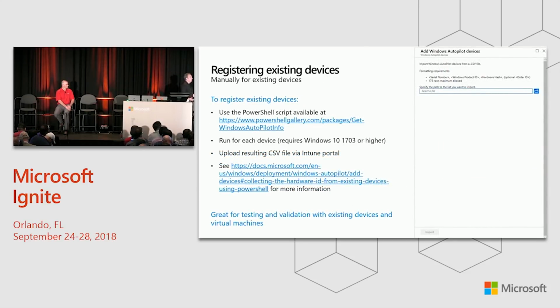Now, you still can do the manual approach, which is great for testing. It's just not something that really scales to thousands of devices, because to do that, you need to have a machine that's running Windows 10, 1703 or higher. You need a PowerShell script that grabs the hardware details from WMI on the machine, writes it to a CSV file that you can then upload to the Intune portal. So it's not hard to do, but it does require touching every single machine.